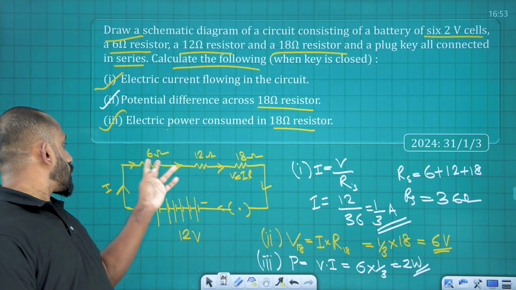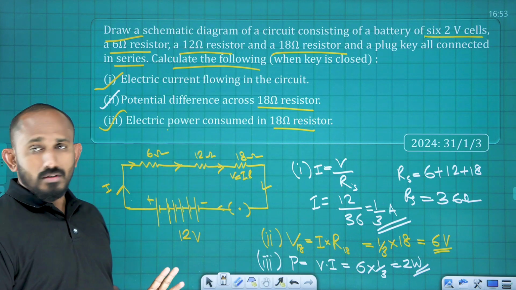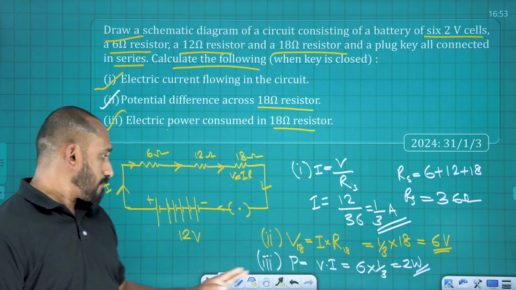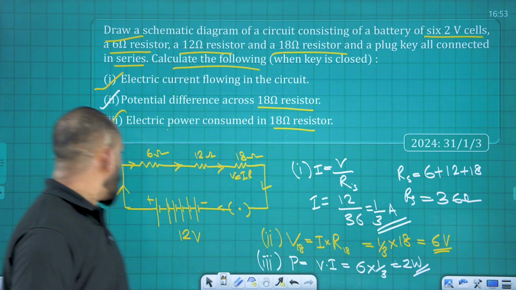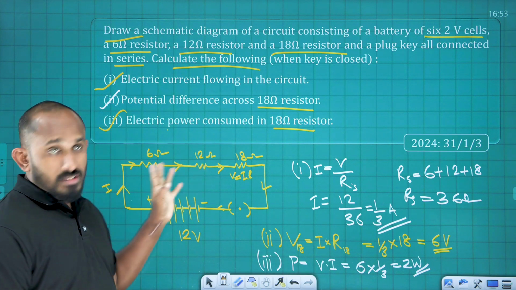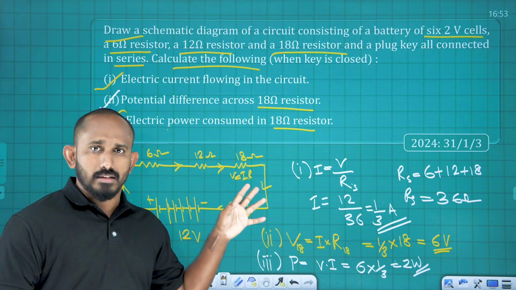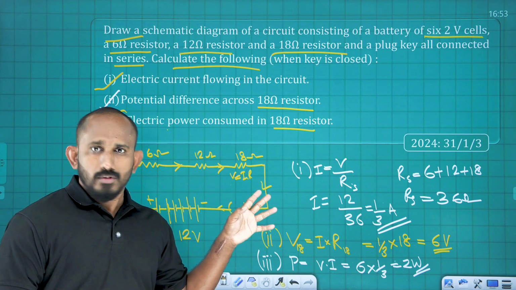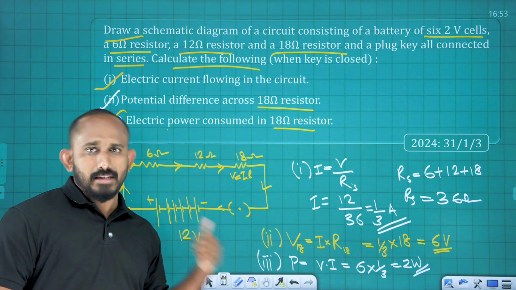Then if you go through the 6 ohm, then it is 6 into 1 by 3. Current is given 1 by 3 only. Then across each one you have to find like that, I square R like that. Hope you got it? Next question, let's see.